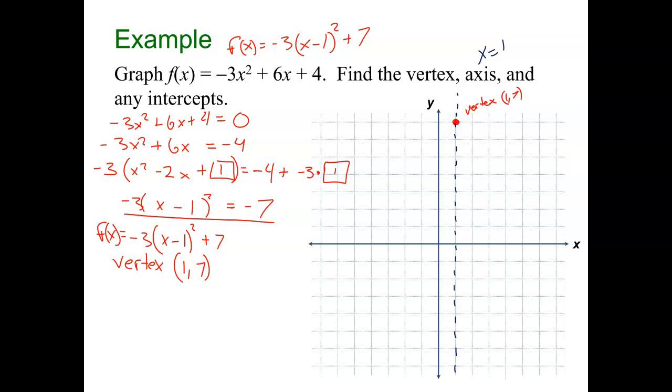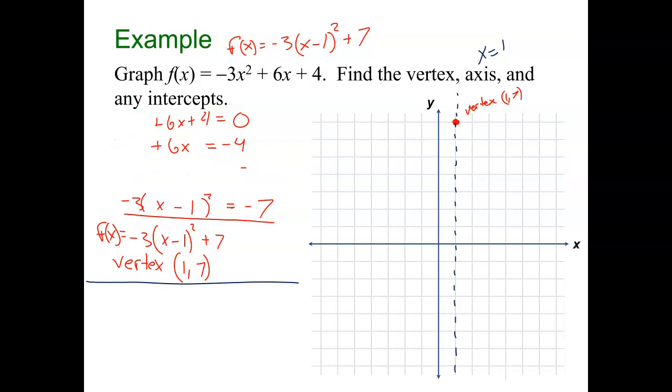When we graph on the test, we actually have to draw that axis to graph it, but it's helpful for our coming up step. So now it's asking for intercepts, x and y intercepts. All right, I'm going to delete this completing the square work because I'm going to run out of room.